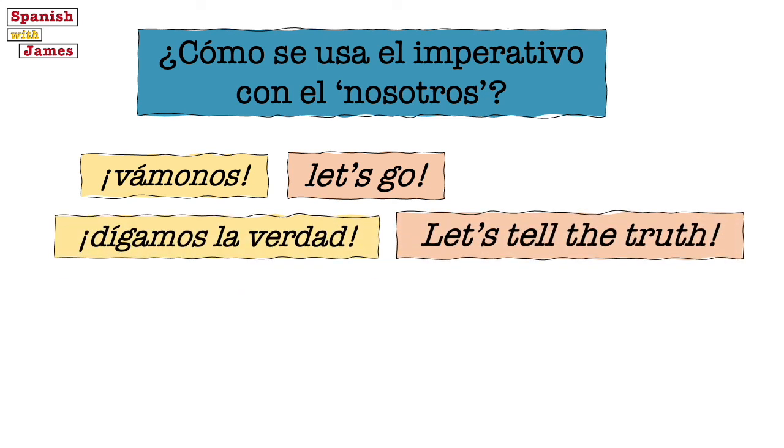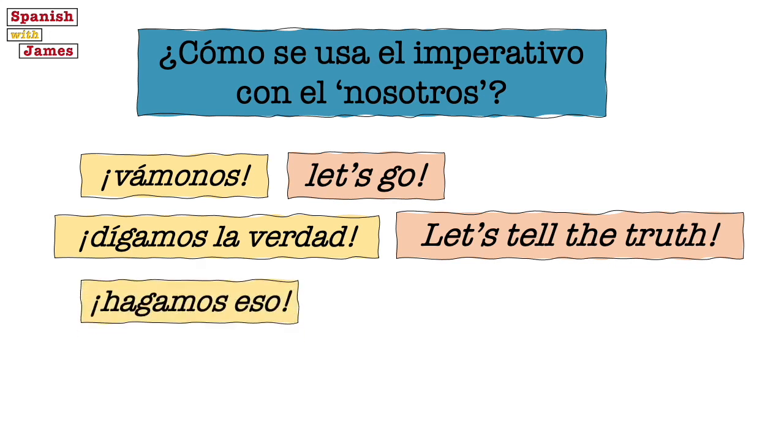Digamos la verdad. Let's tell the truth. Now you might notice that diga was the usted form. In the ustedes form it would be digan, and we're just using the amos ending, so digamos. So you might see that it's actually not quite that complicated, but I don't want us to get bogged down with the subjunctive tense at this stage.